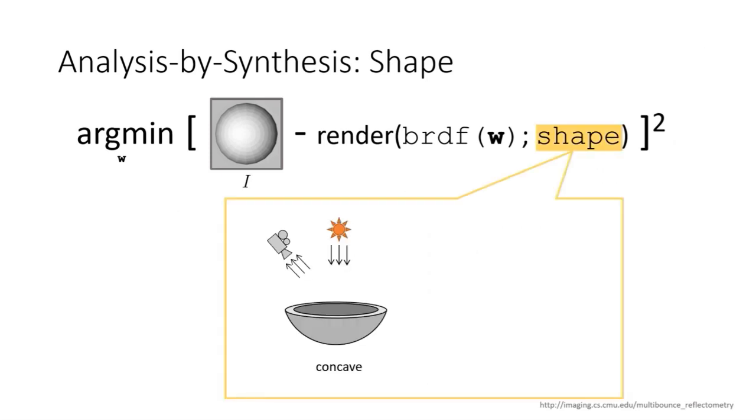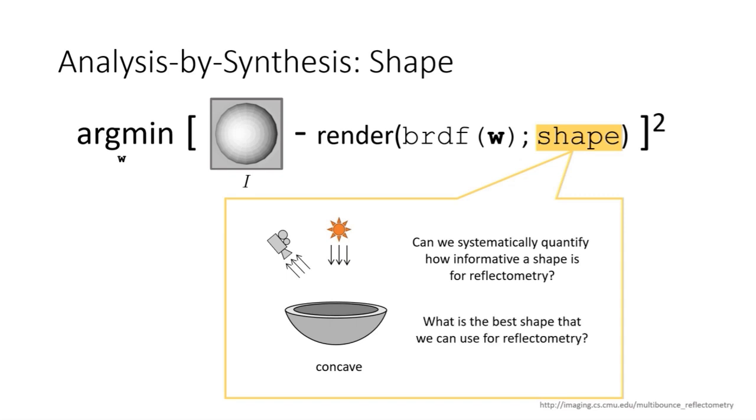This motivates two important questions. First, how can we systematically characterize how informative each shape is for reflectometry? And second, how can we design an optimal shape that maximizes the amount of information on the unknown BRDF available in a single image measurement? In the rest of the talk, I will show some first steps that we have taken towards answering these questions.